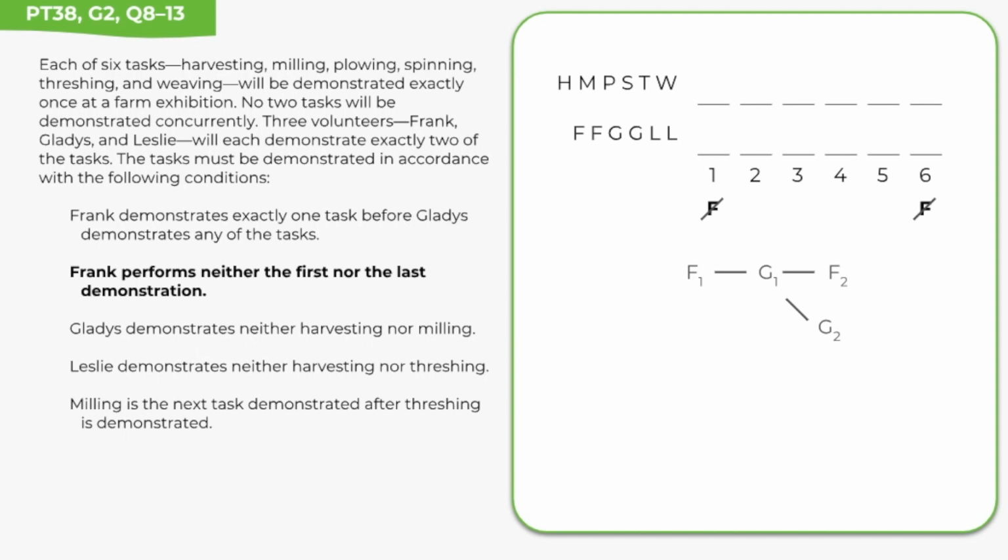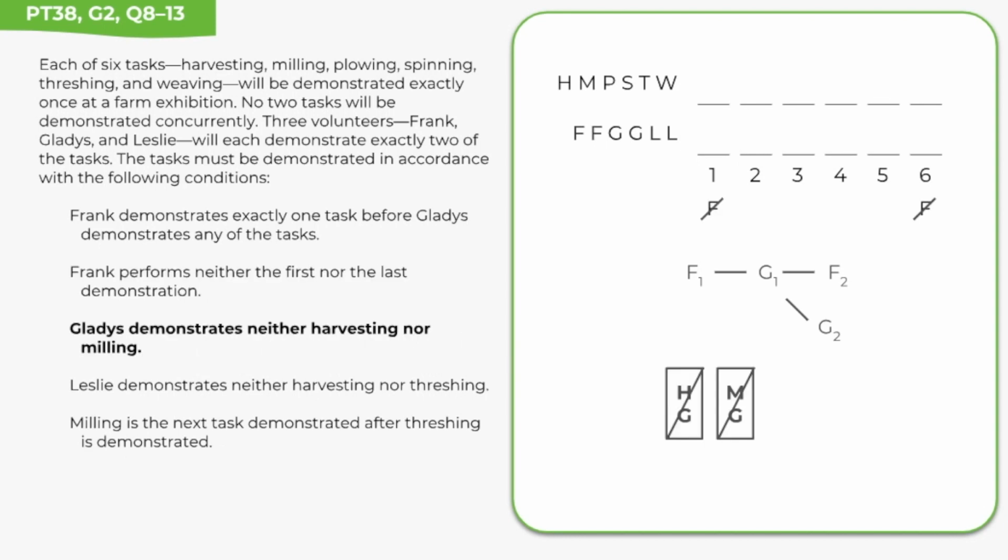The next rule says that Gladys demonstrates neither harvesting nor milling. So if H cannot perform G and M cannot perform G, we can just express that with a couple of anti-blocks. And since G and M are in different rows, we can represent that anti-block in a vertical arrangement. So likewise for H and G.